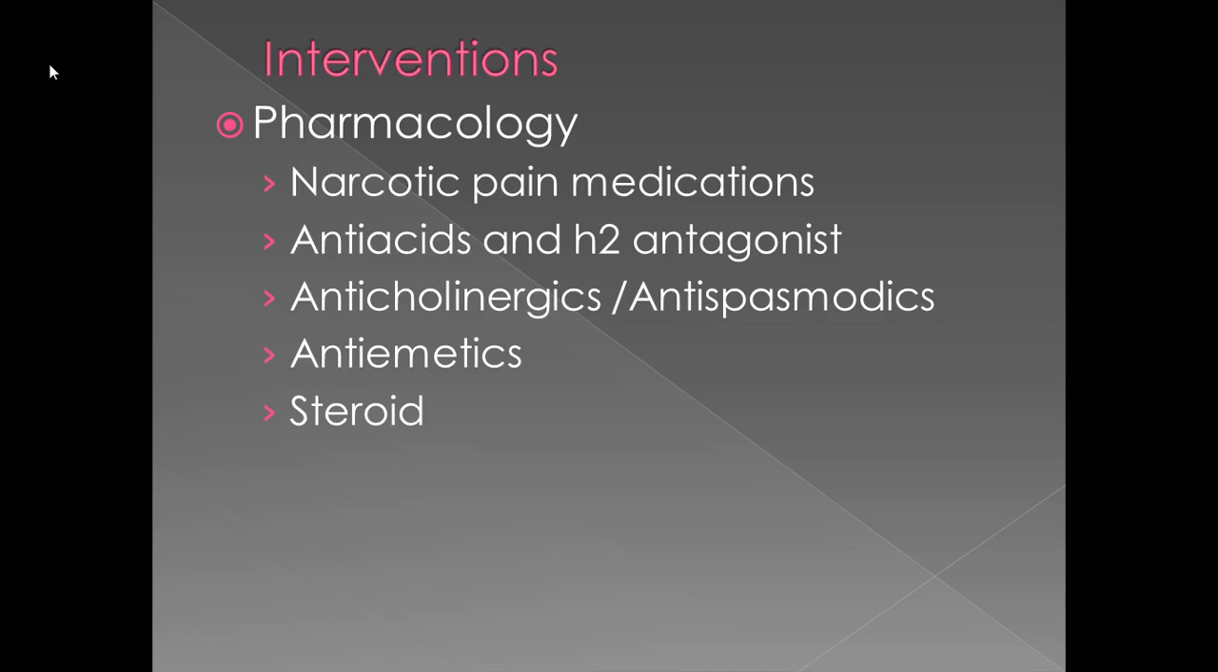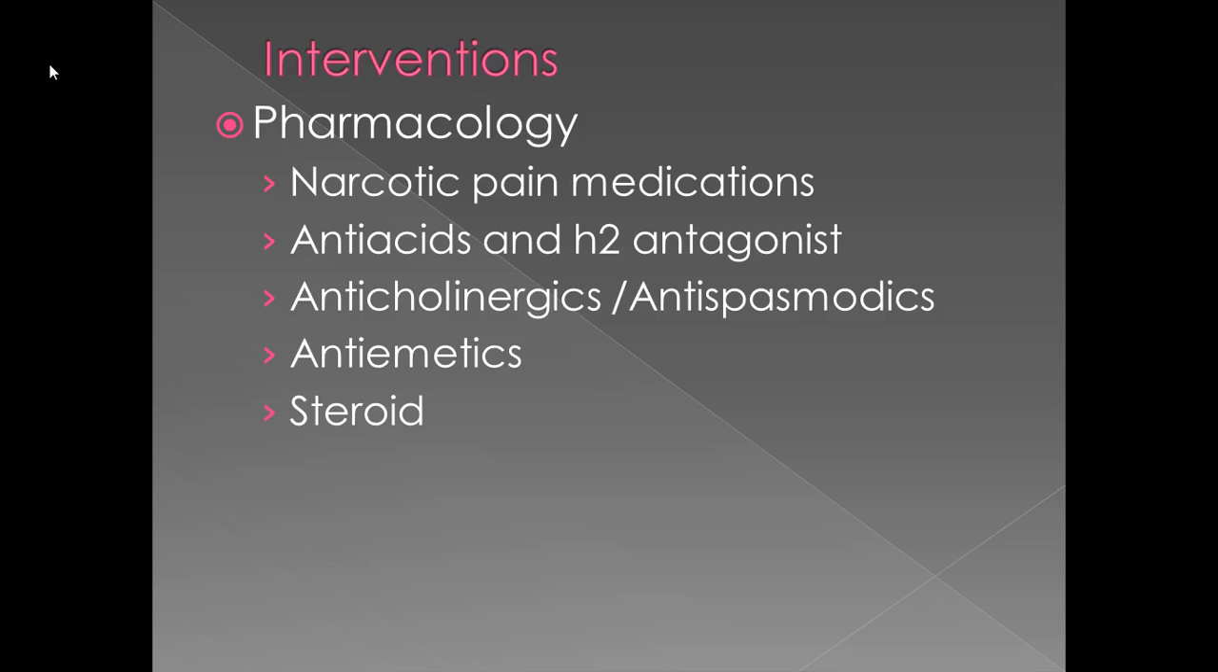So first of all, pharmacology. Narcotic pain medications. We do give narcotic pain medications, but they have to have a blood pressure and a heart rate to be able to support that narcotic pain medication. We'll also give antacids and H2 antagonists. What they do is, if your pancreas dumps the base into your GI system, so your stomach is responsible for the acids, your pancreas is responsible for the base, they equal each other out.